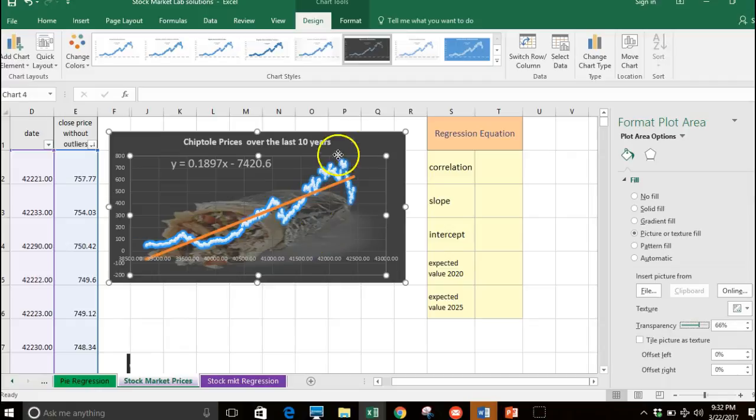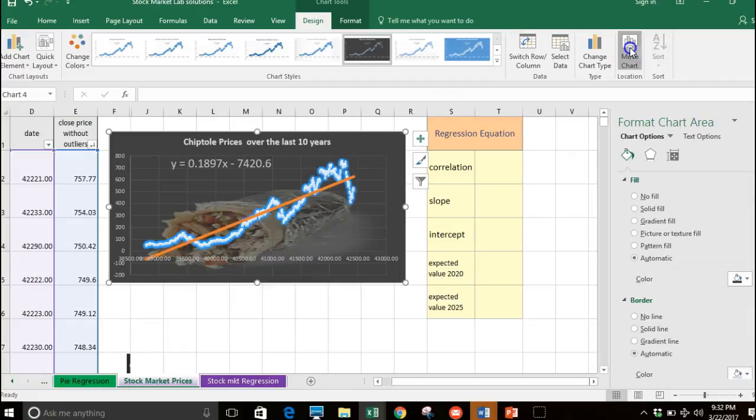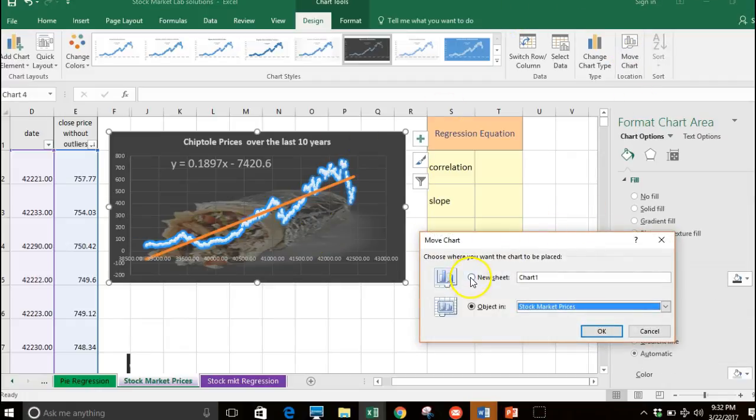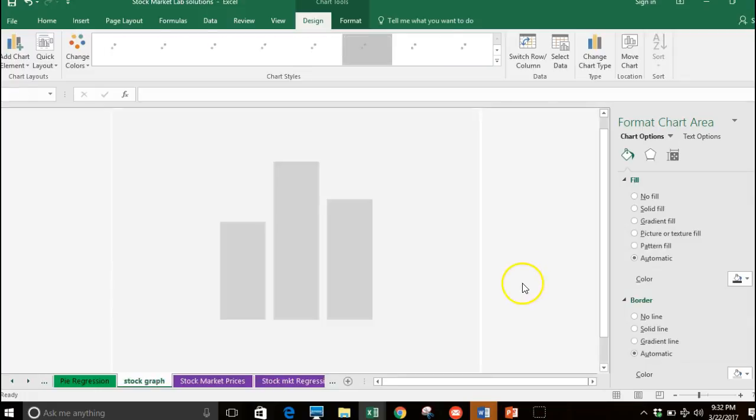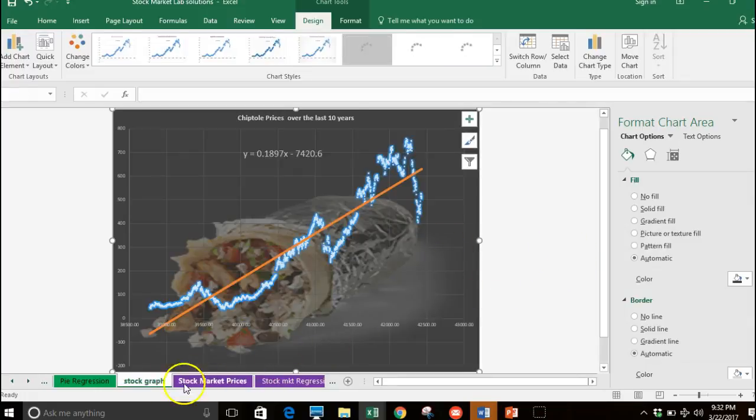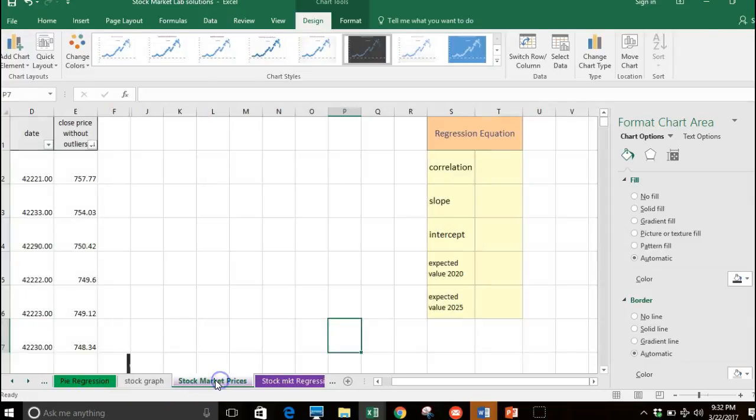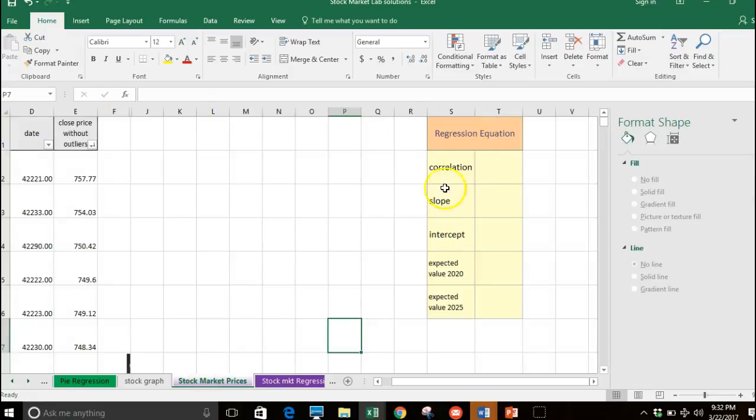All right, so now I have this graph done. I'm just going to go ahead and move it to a new sheet. Okay, and I'll call that stock graph. All right, and now it looks nice over here. All right, going back to what we're doing. So now I want to finish this right here, looking at these things, answering these questions.